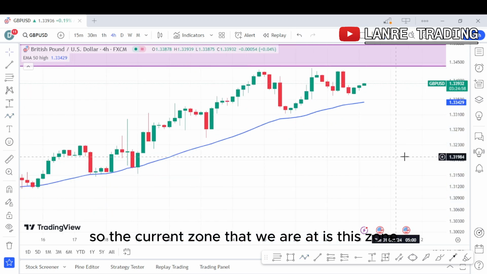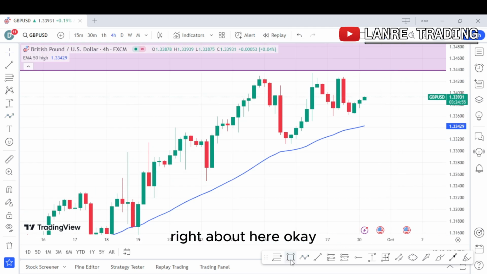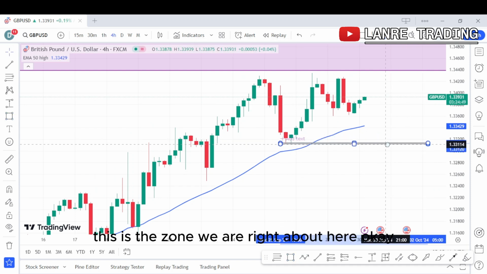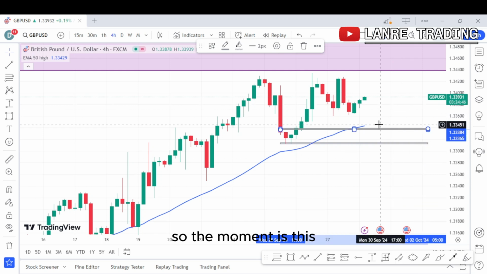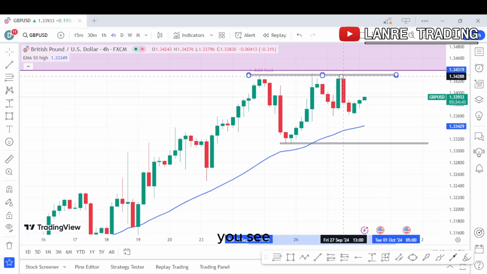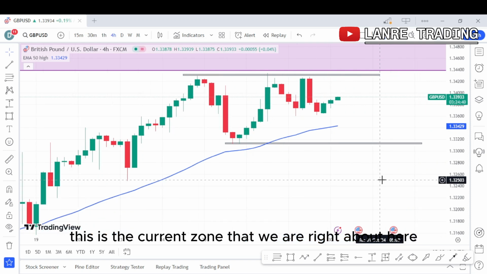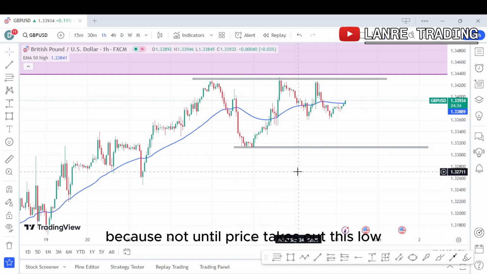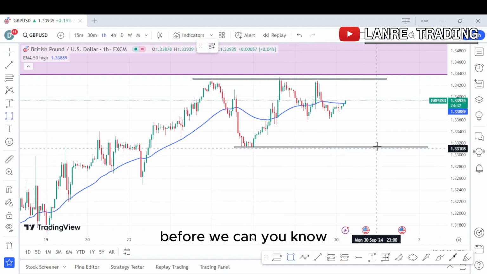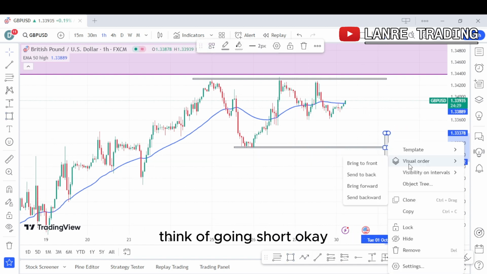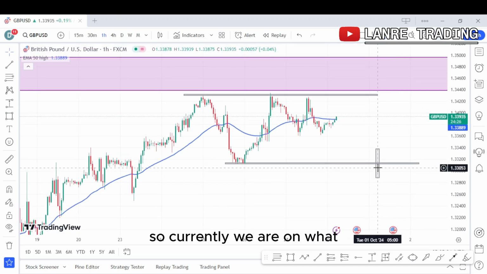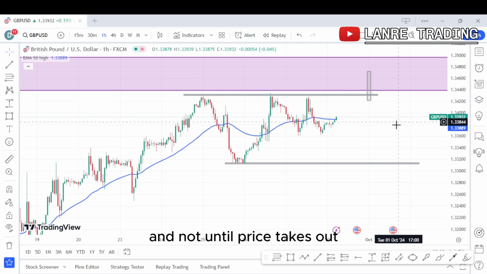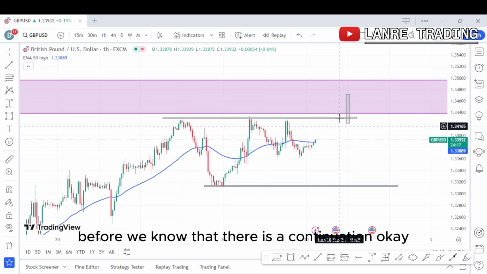So the current zone that we are at is this zone right about here. Basically we are still in a bullish trend, because not until price takes out this low can we think of going short. So currently we are in a bullish trend, and not until price takes out this low do we know that there is a continuation.